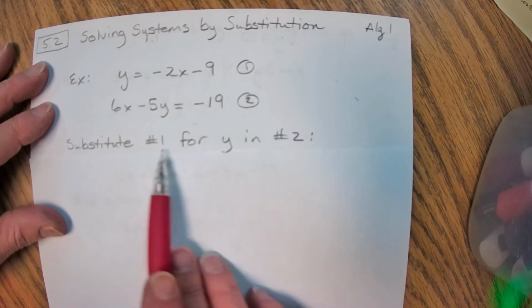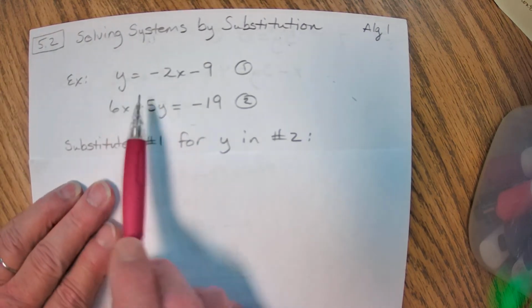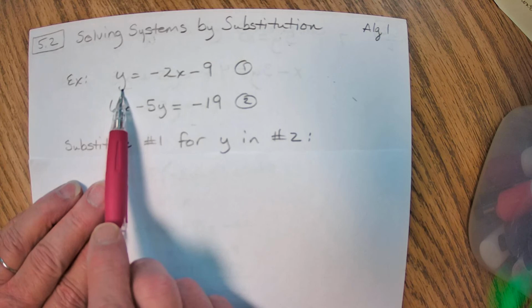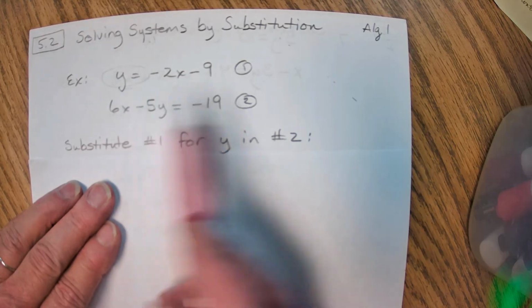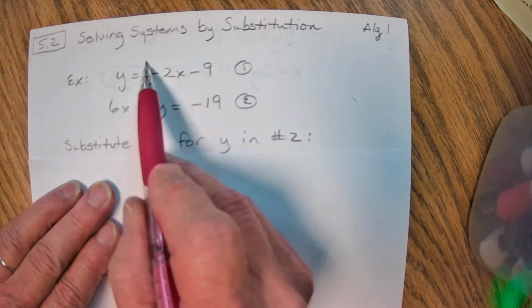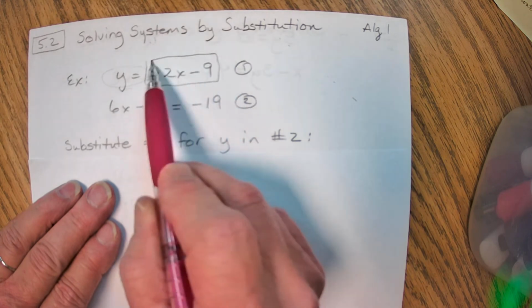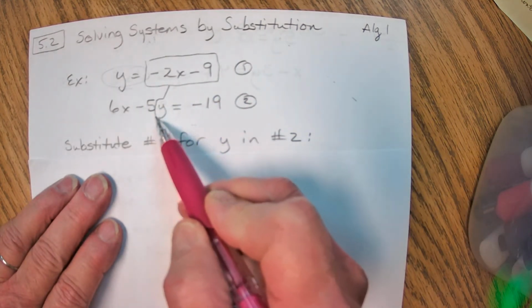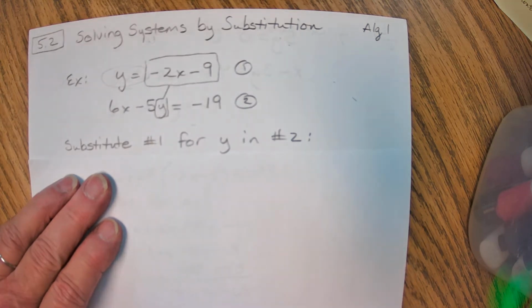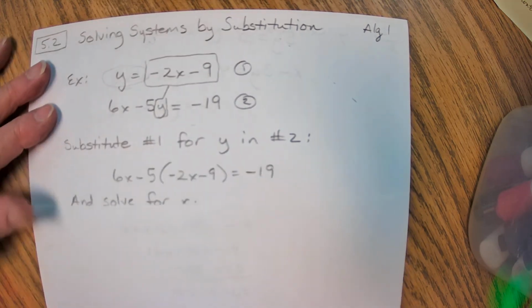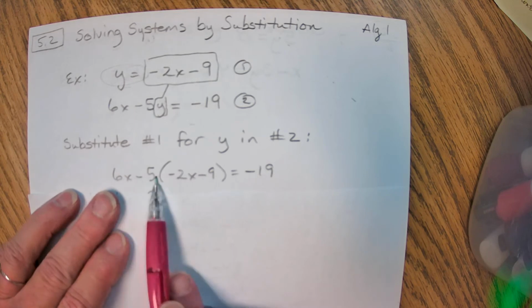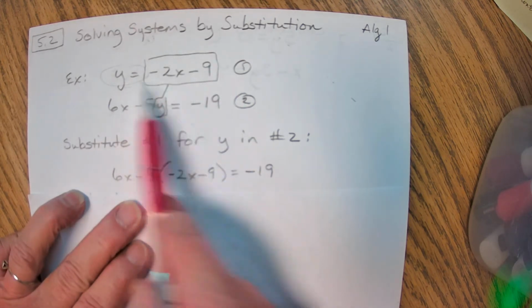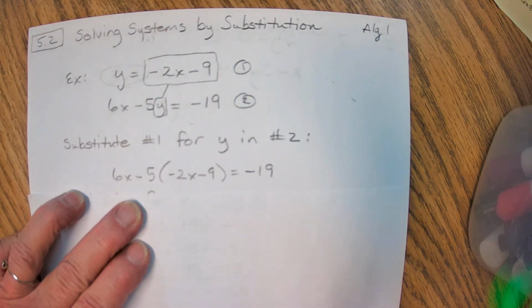So if you look at equation number 1, it's already solved for y. So I'm going to take this and substitute it for this in the second equation. So I have 6x minus 5 times this whole thing equals negative 19.